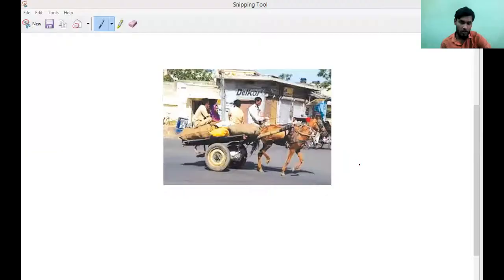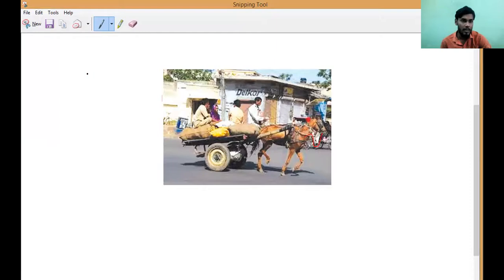Please tell me, how will it bend? It will bend forward. In this picture, all of you observe. So here, what is happening? Here, the horse is pulling a cart, and you may observe the horse is bending his head forward.